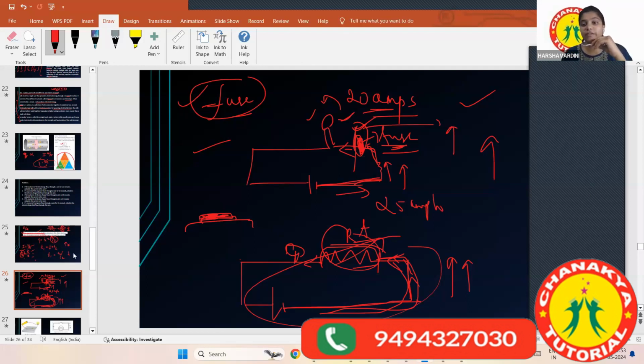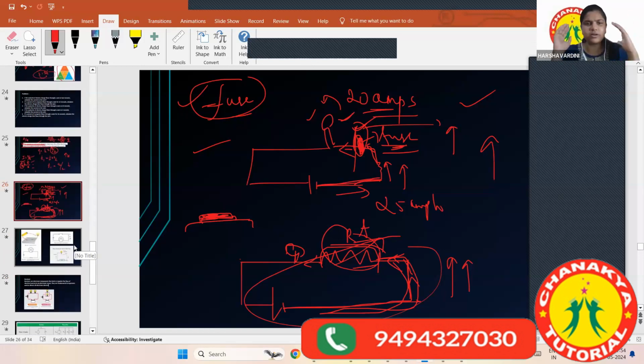Understood, everybody at least got an idea what is a fuse and what is a resistor. No need to go very deep. If you are going to take electrical engineering in future, you will learn everything. You will work on this.